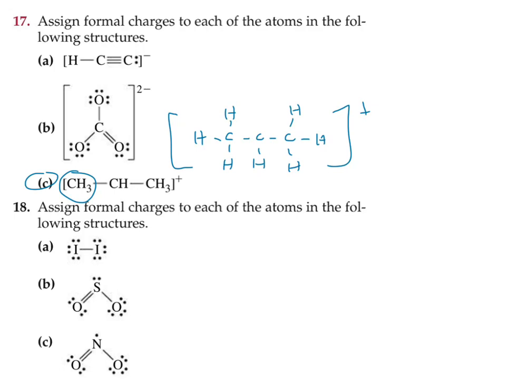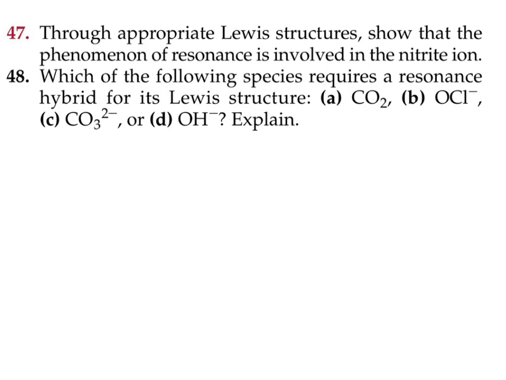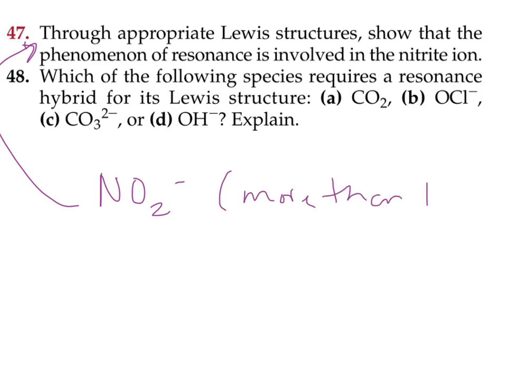The next page. Through appropriate Lewis structures, show that resonance is involved in the nitrite ion. So, of course, nitrite is NO2 minus 1. Nitrate is NO3 minus 1. So go ahead, draw the Lewis structure. And I should say Lewis structures. I think there might be 3. There's either 2 or 3 structures, but I know there's more than 1. So you'll need more than 1 there.